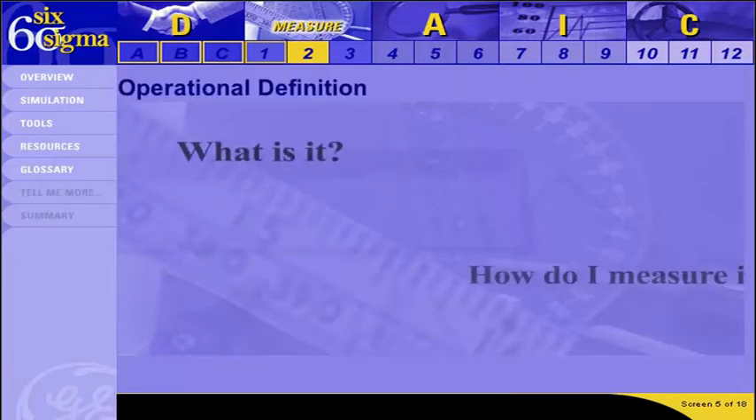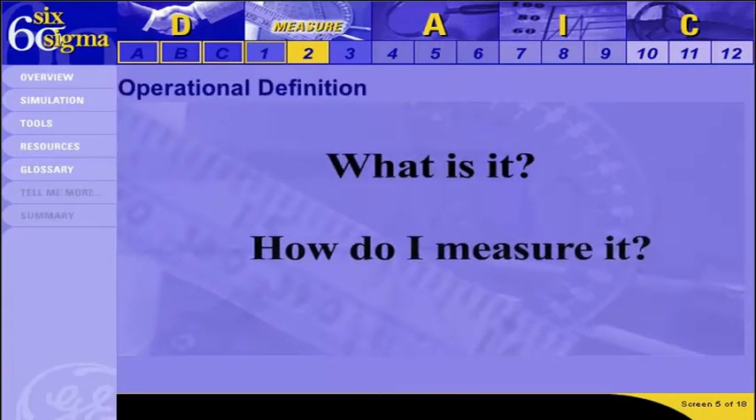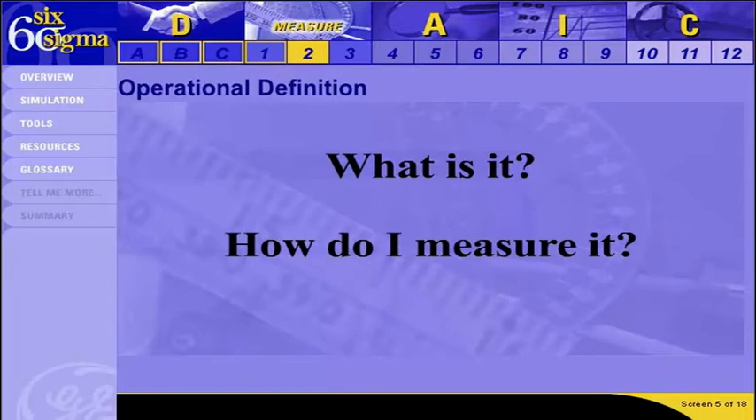Let's start with the operational definition. Its purpose is to remove ambiguity so that everyone, including the customer and all GE staff involved, has the same understanding of the process being investigated and agree on how to measure it. First, let's tackle the question, what is the process, by looking at an example from the airline industry.